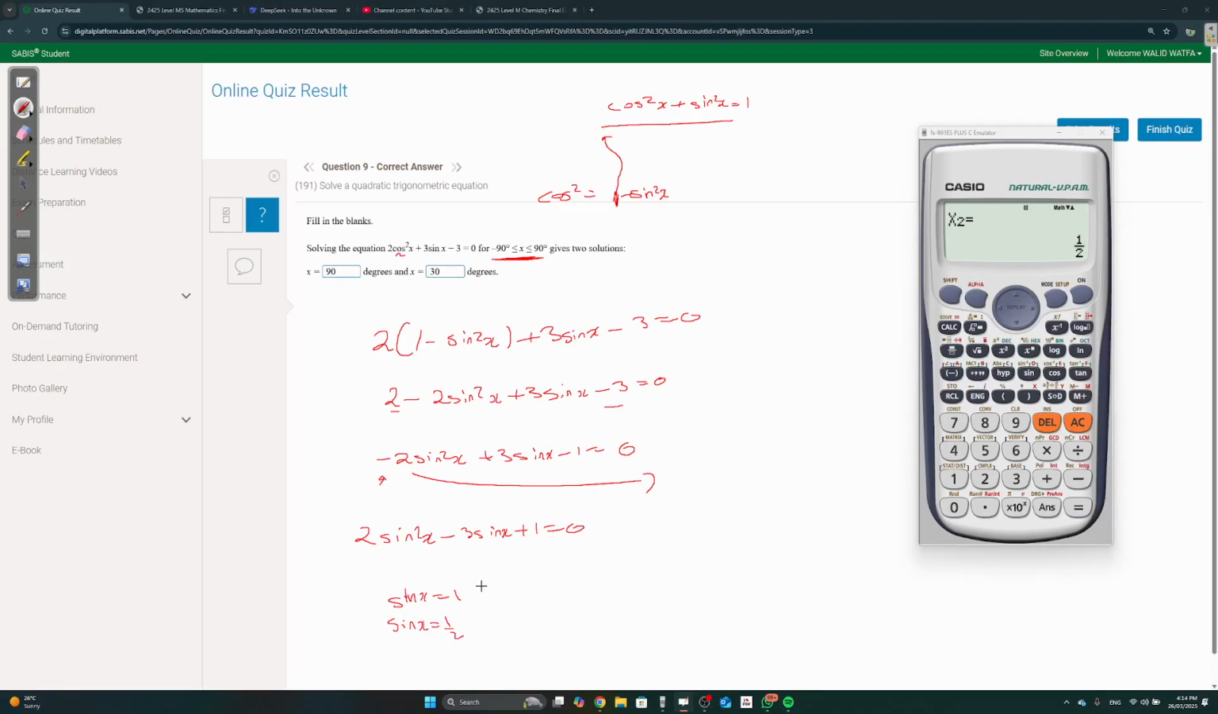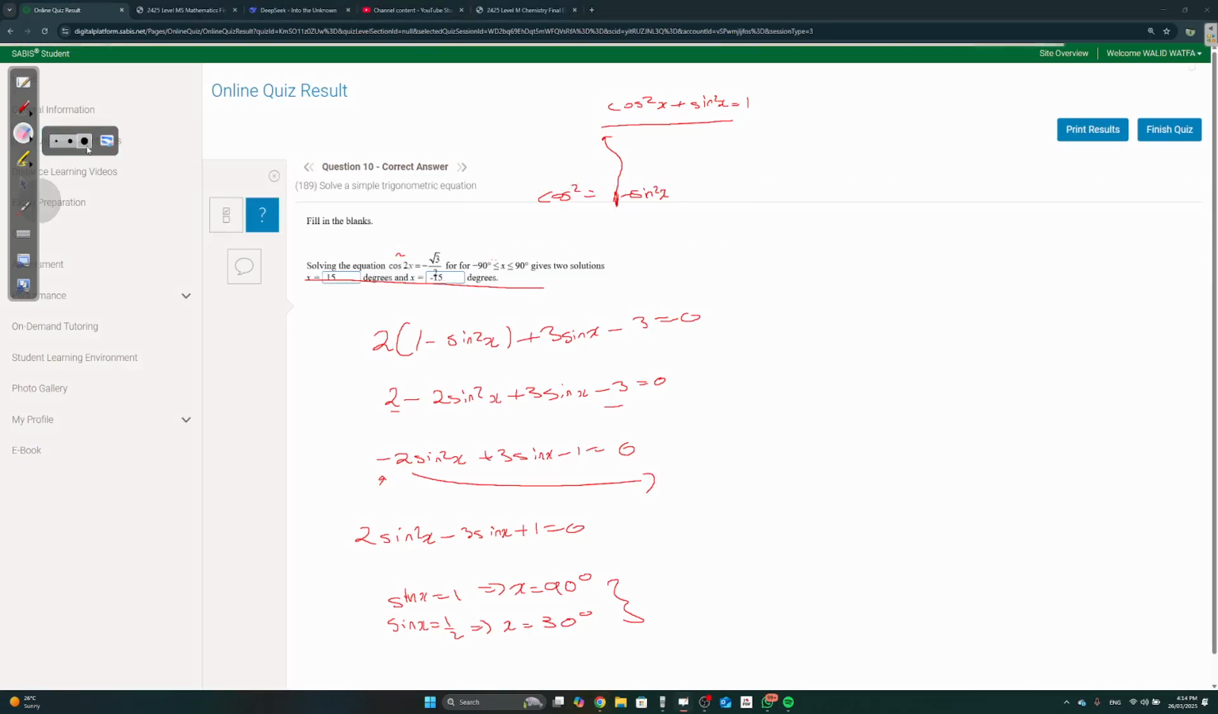Okay, if you do shift sine here, you're going to get x is equal to 90 degrees. And if you do shift sine here, you're going to get x is equal to 30 degrees. So these both are your solutions, and they fit in between minus 90 and 90, right? For sine, you do 180 minus to get the other solution, right? If you do 180 minus 90, you get 90, so there's no difference. If you do 180 minus 30, you get 150, but that does not fit in the domain.